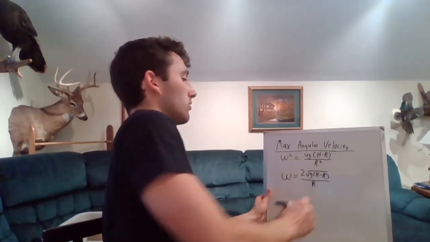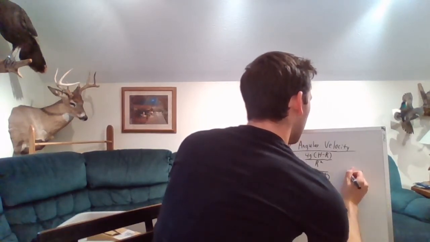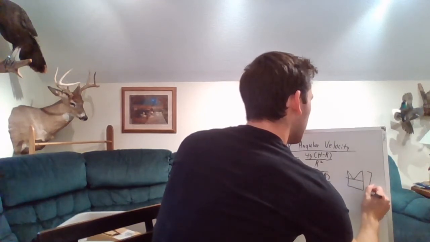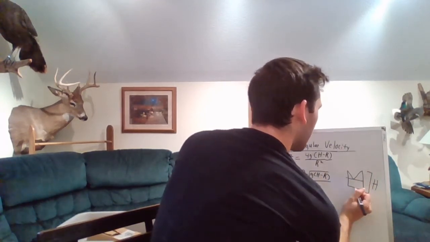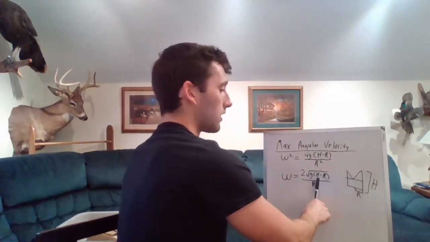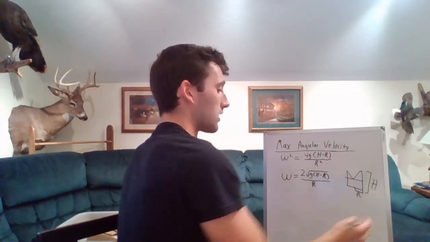So really quick, you have this type of thing, this is H, this is R. So H is the height of the whole thing, and big R is the max radius.